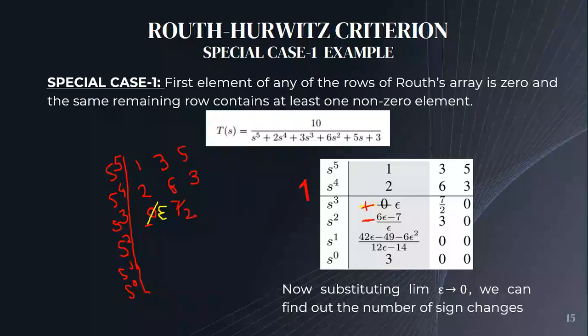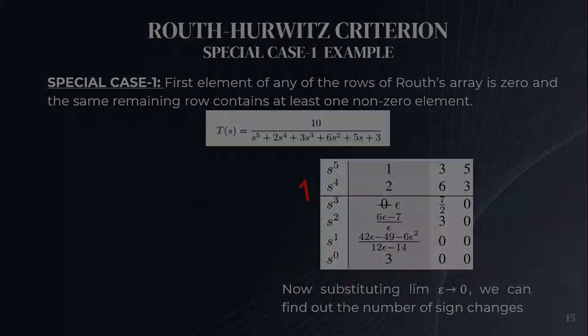Similarly over here, it is going to be a negative number, and this is positive. So there is the first sign change over here and a second change. So there are two sign changes in this term, right? Two sign changes. That means there are two poles on the right hand side of the s plane.